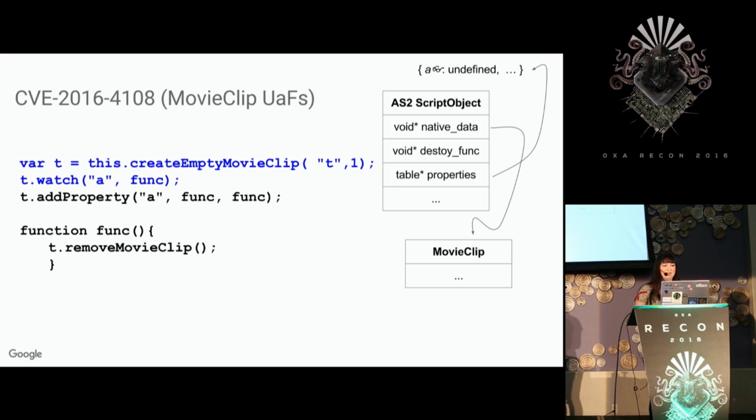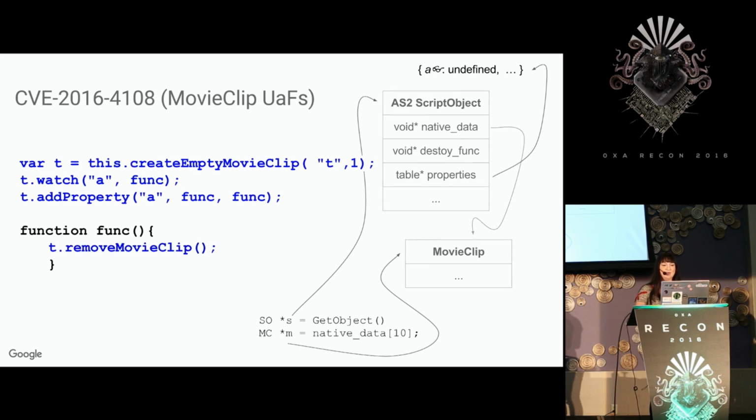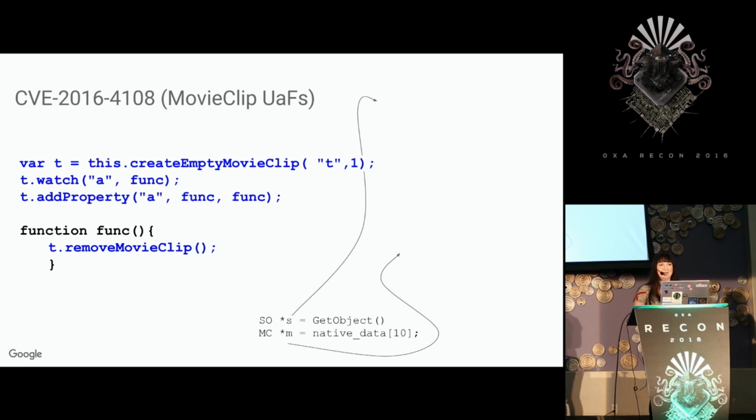And then you call this function add property. And this function, the first thing it does is it creates pointers to these objects locally on the stack. And then it will try and set this A object as it adds the property, which is a getter or a setter. So it does that, and then this calls remove movie clip, which is one of those functions that really deletes the movie clip. And then you have these dangling pointers that are used in the rest of the function.